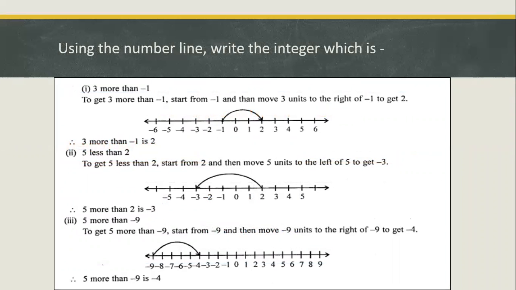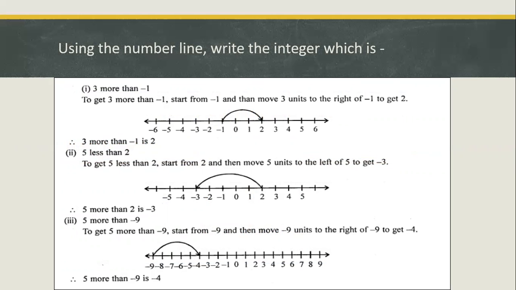Using the number line, write the integer which is 3 more than minus 1. To get 3 more than minus 1, start from minus 1 and then move 3 units to the right of minus 1 to get 2. Therefore, 3 more than minus 1 is 2.